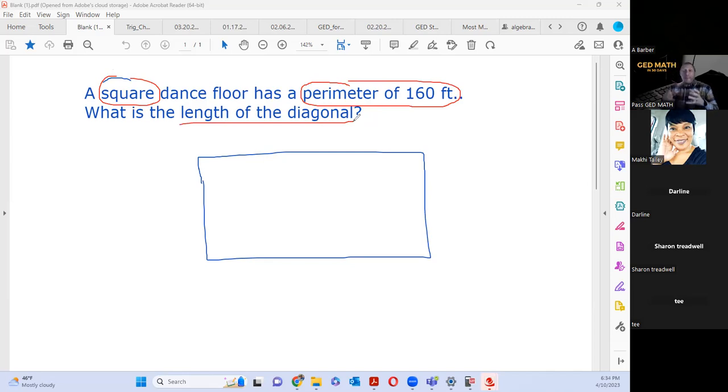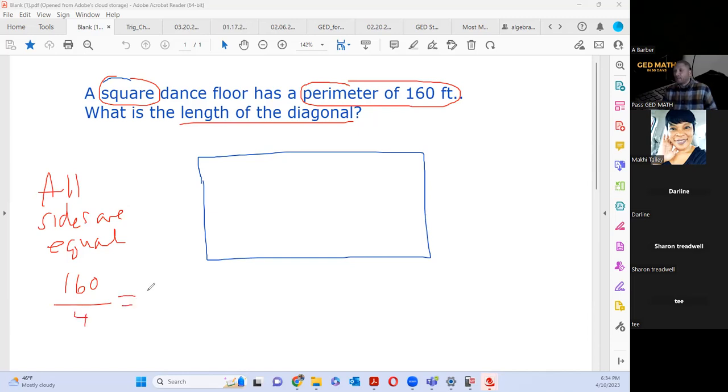If it's a square, that means all sides are what? The same, all sides are equal. If I know all sides are equal, I'm dividing that 160 by what? 4. What's 160 divided by 4? 40. That means each side is 40. Does everybody understand that?